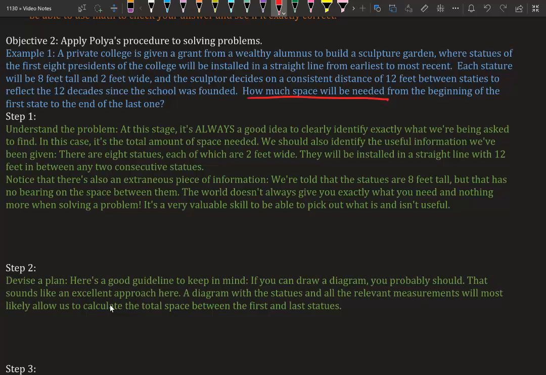We should also identify the useful information we've been given. There are 8 statues, each of them are 2 feet wide, and they're going to be installed in a straight line 12 feet apart. Notice that there's also an extraneous piece of information. We are told that the statues are 8 feet tall, but that has no bearing. It has nothing to do with space in between things. The world doesn't always give you exactly what you need and nothing more when solving a problem. It is a very valuable skill to be able to pick up on what is and isn't useful.